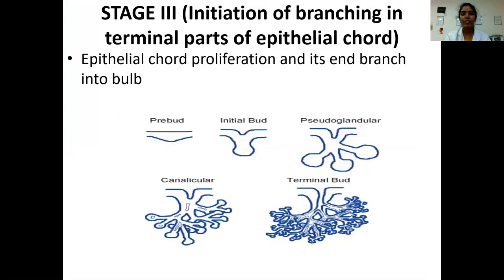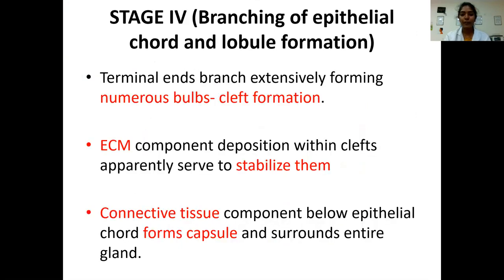Stage 3, which is the initiation of branching in terminal parts of epithelial cord. Epithelial cord proliferates and its end branches into bulbs. Stage 4, which is the branching of epithelial cord and lobule formation. Terminal end branches extensively, forming numerous bulbs or clefts. Connective tissue component below epithelial cord forms capsules and surrounds the entire gland.